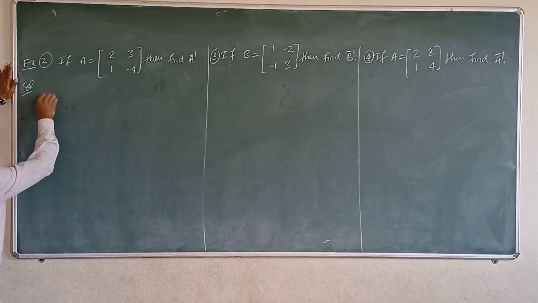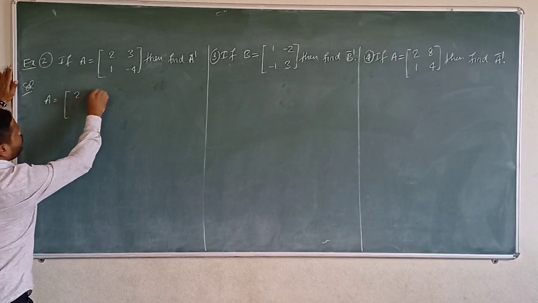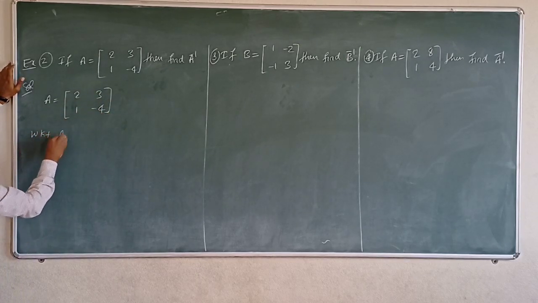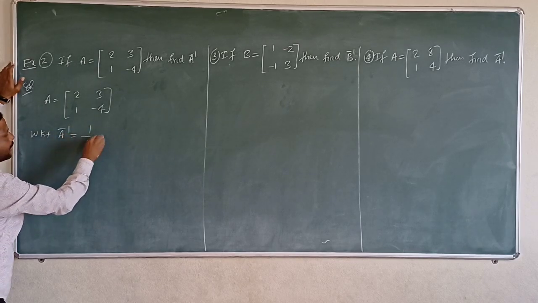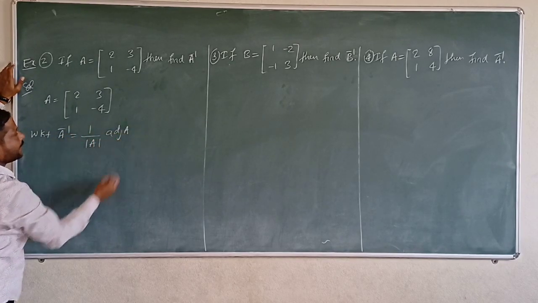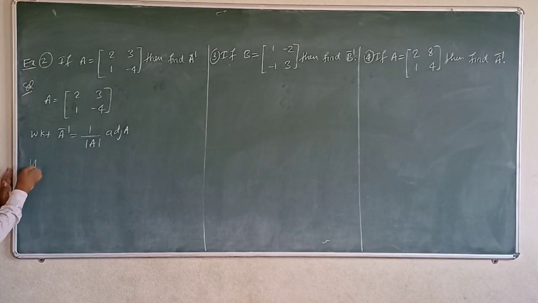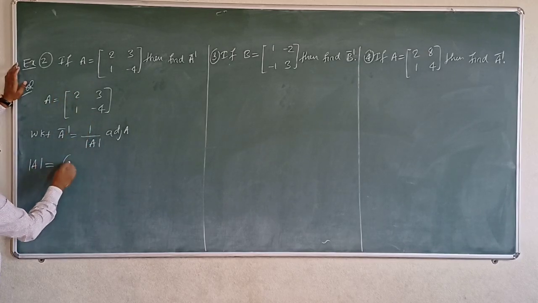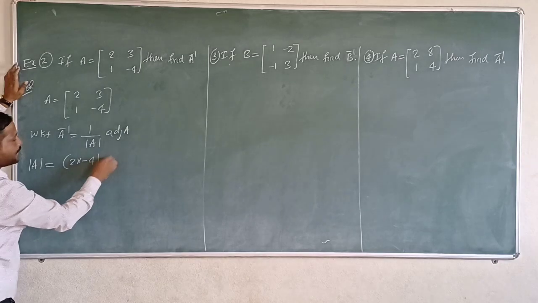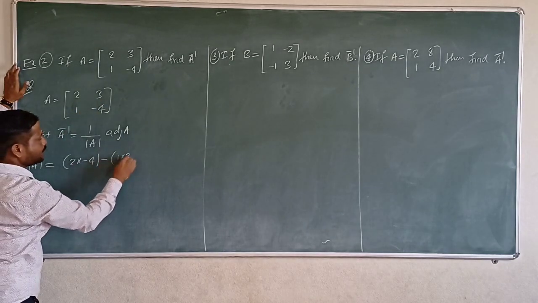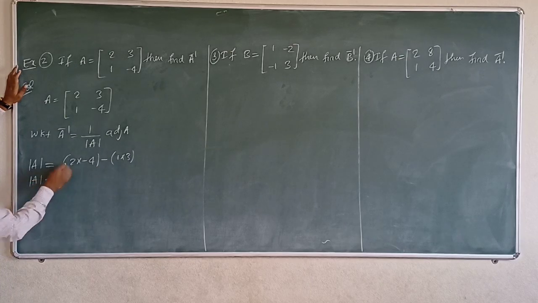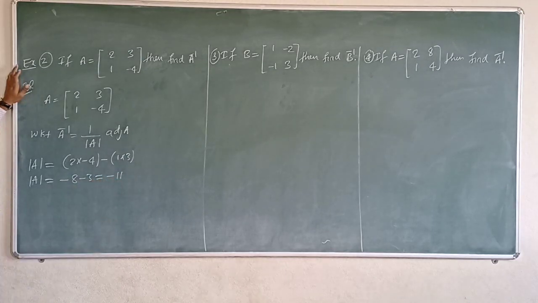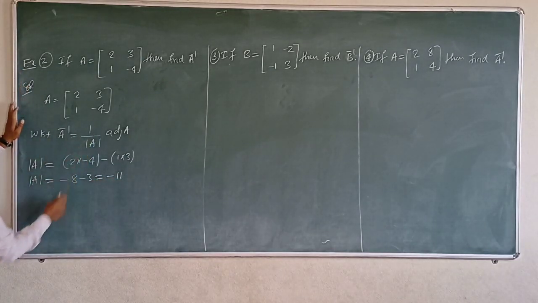We know that A is equal to 2 3 1 minus 4. Now already we know the A inverse formula: 1 divided by determinant of A into adjoint of A. Take its determinant first. Determinant of A is equal to 2 into minus 4 minus 1 into 3, which is minus 8 minus 3. What is the answer here? Minus 11, right?